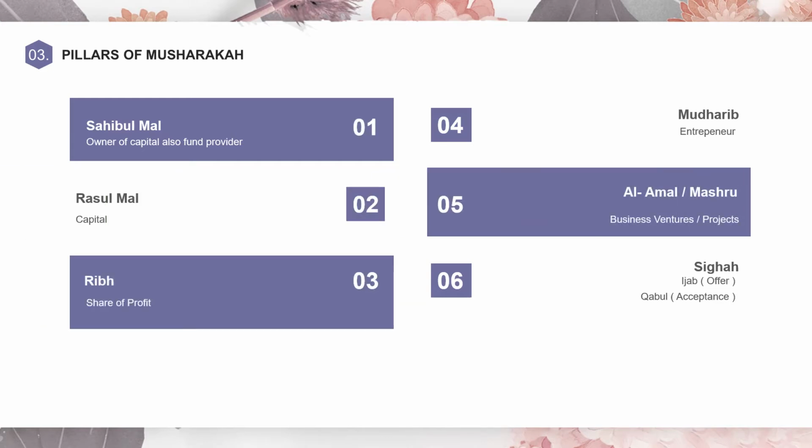Next, we will see the pillars of Musharakah. There are 6 of them. First is Sahibul Mal, which is the owner of the capital and also the fund provider. Second is Ra's al-Mal, which is the capital to start any business. Third is Ribh, which is the share of profit. Fourth is Mudarib, which is the entrepreneur. Fifth is Al-Amal or Mashru, which is the business venture or project. And sixth, lastly, is Sighah, which is Ijab and Qabul, the offer and acceptance of any business.